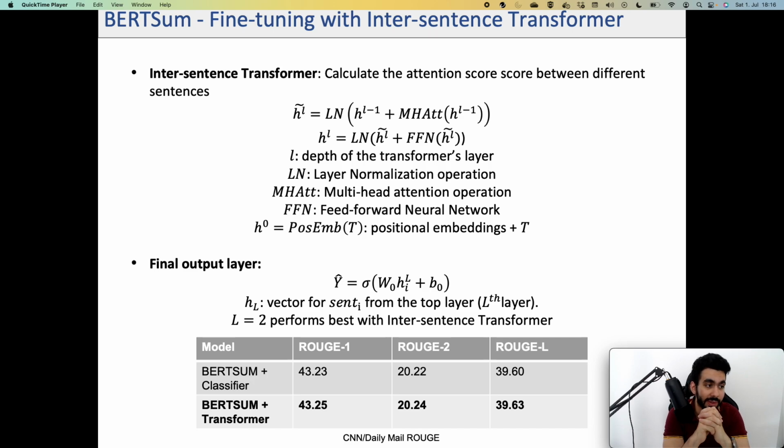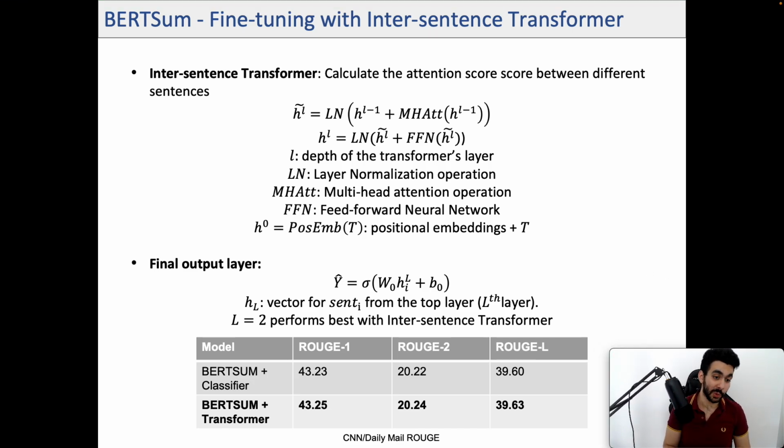with the inter-sentence transformer. In that sense, we report the ROUGE 1, ROUGE 2, and ROUGE L for the CNN Daily Mail dataset with the classifier and with the transformer, which shows a slightly better performance with respect to ROUGE 1, ROUGE 2, and ROUGE L. By that, we finalized the lecture from today.